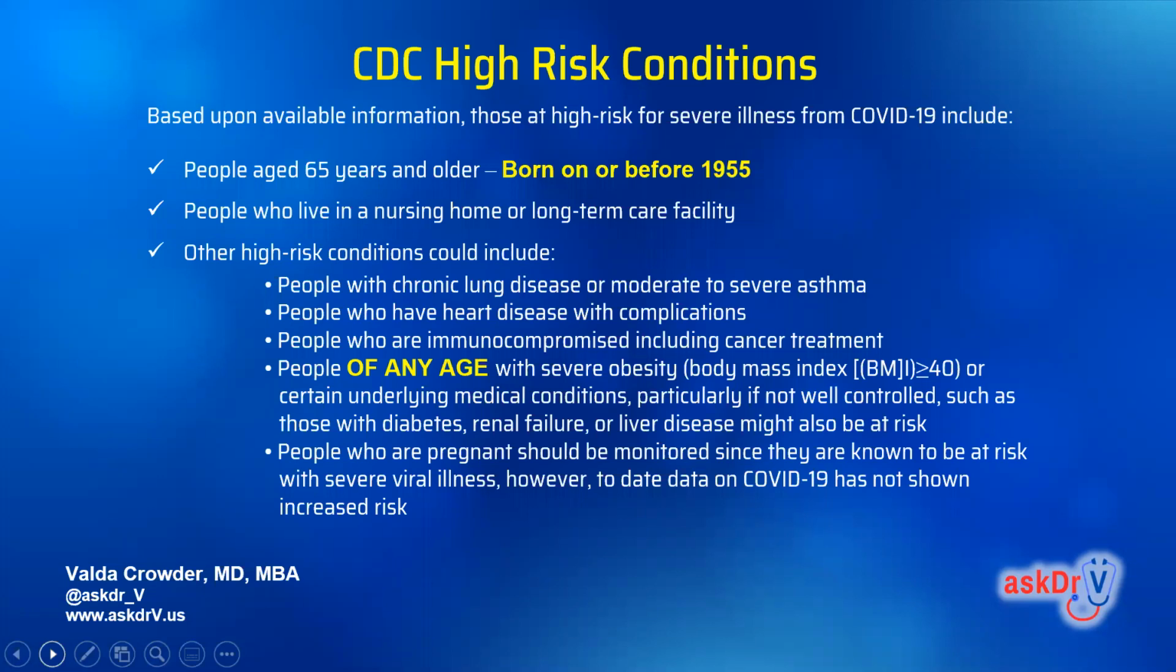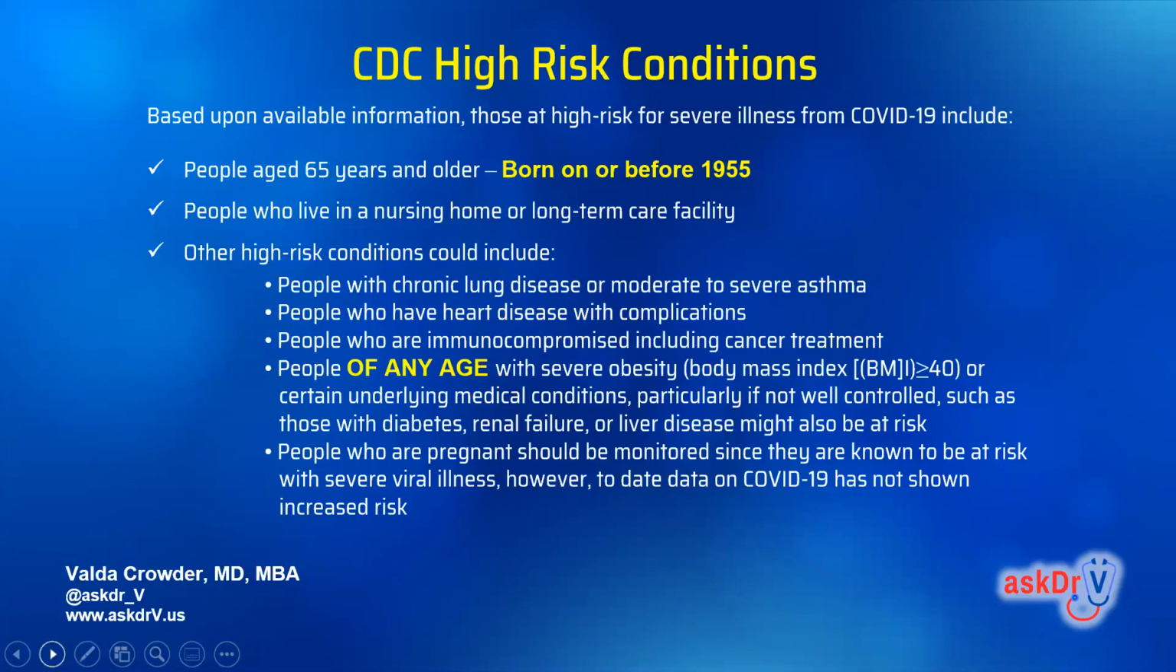Anybody who lives in a nursing home or long-term care facility, anybody with chronic lung disease or moderate to severe asthma, anyone who has a history of heart disease, immunocompromised would include autoimmune disease, HIV positive, cancer treatments. The next one is very important. Any age with severe obesity is a risk factor.